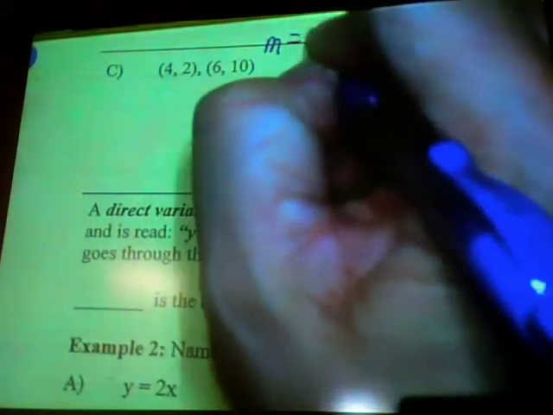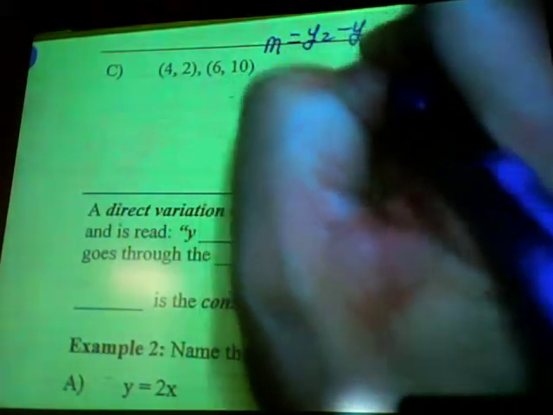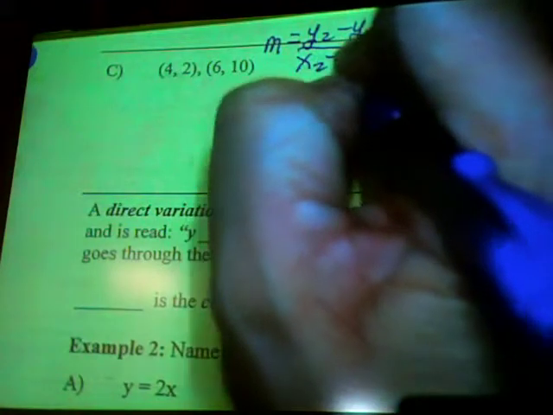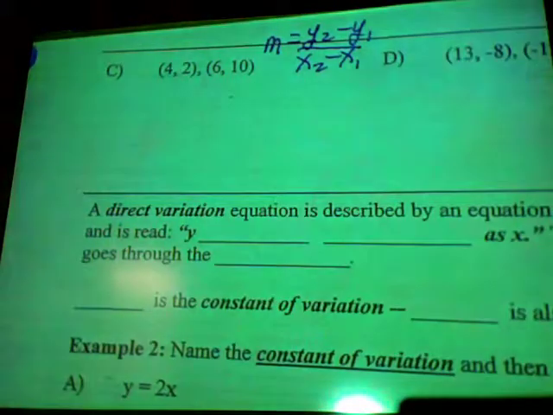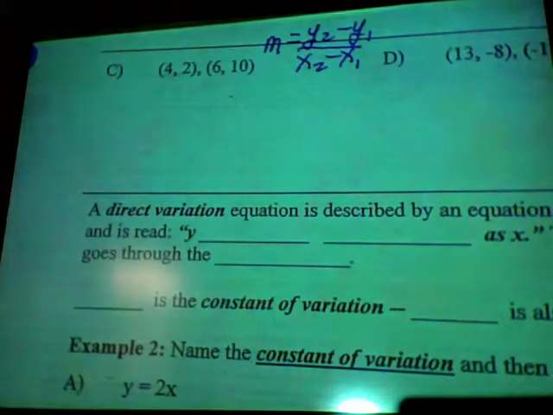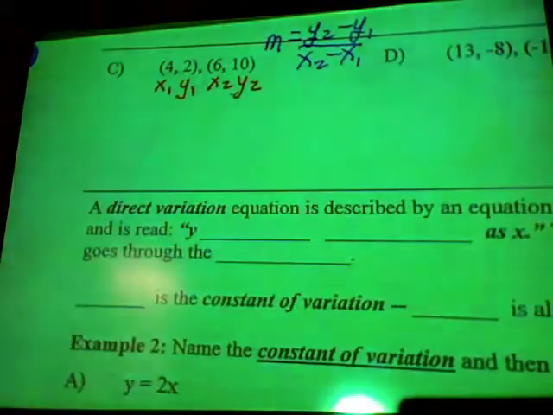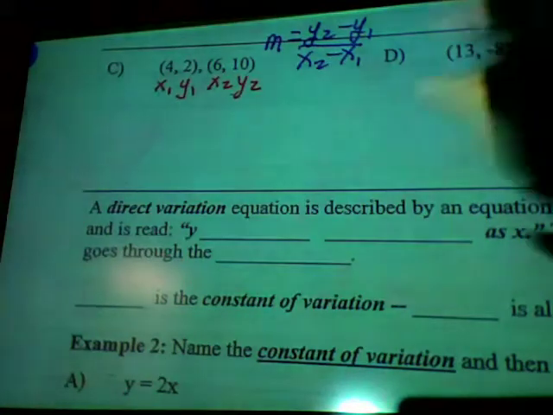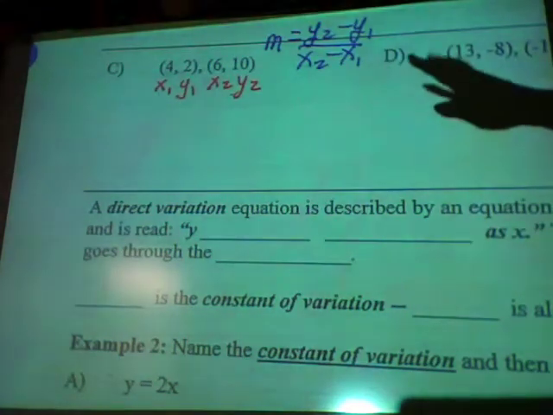M equals y sub 2 minus y sub 1 over x sub 2 minus x sub 1. So that's the algebraic formula we're going to use for slope. So try it on the first one. I want to see you labeling each of the points x sub 1, y sub 1, x sub 2, y sub 2. And then this is just going to be my blueprint. It's telling me what I do with it.